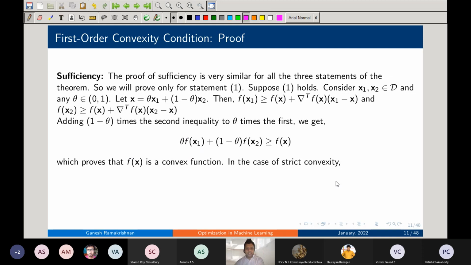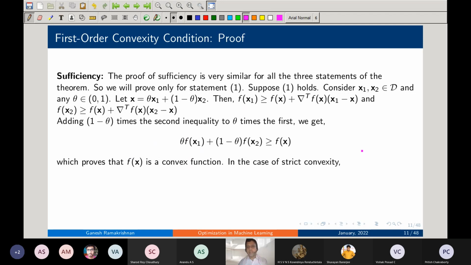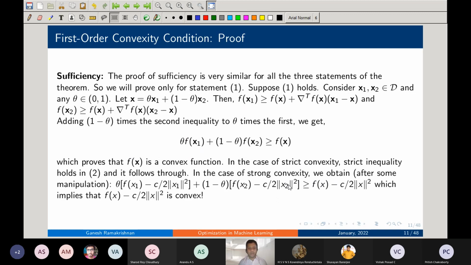Now, in the case of strict convexity, we'll have just a little bit more work to do. What is that additional work? Well, we just need to show that this inequality is strict. It's not a problem, right? In the case of strict convexity, all inequalities remain strict. That is it. Nothing more. Okay, so that holds and follows through.